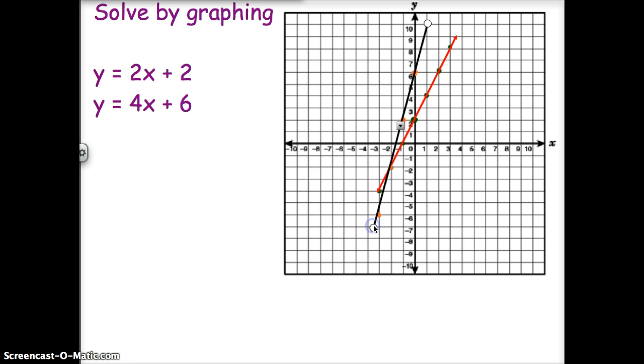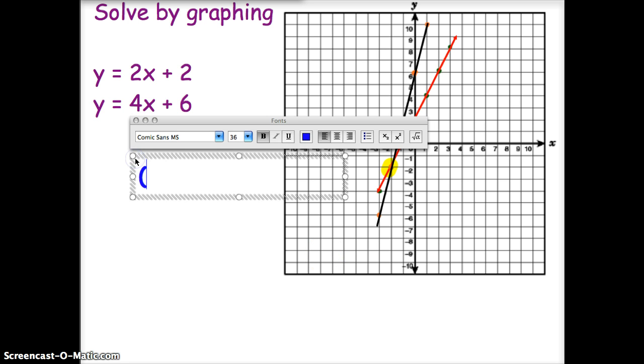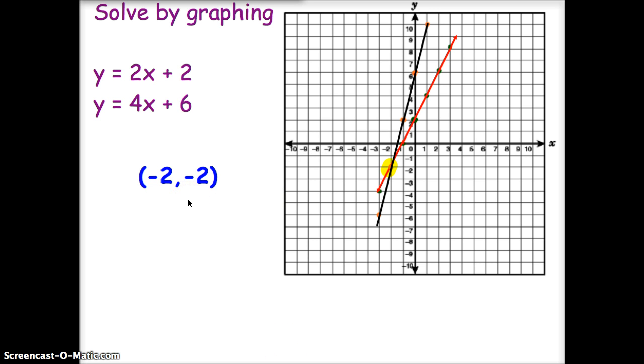So once I get my equations graphed, you should be able to see that I have one spot where these 2 graphs overlap, and that's the ordered pair -2, -2. Let's test that point to make sure it does work in both equations.